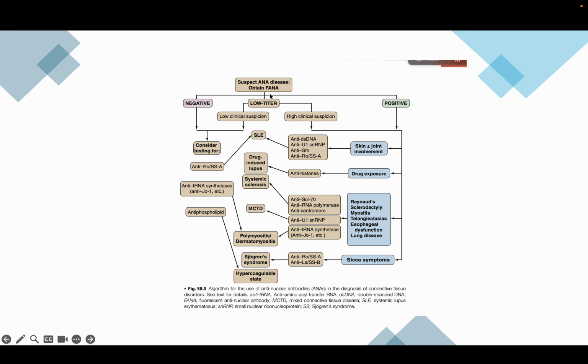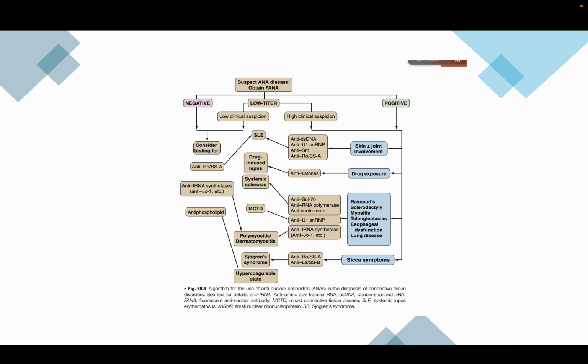So this is how it works. First you suspect an autoimmune disease, then you often do immunofluorescence ANA. If it is negative, you can consider testing for other conditions. Let's say the patient has a low titer and low clinical suspicion, you suspect other causes, any malignancy or infections, and test for those. If you have high clinical suspicion despite the low titer, then you check for extractable nuclear antigens, especially dsDNA, U1RNP, Sm, Ro, La. These are all extractable nuclear antigens where you check whether the antibodies are positive or not.